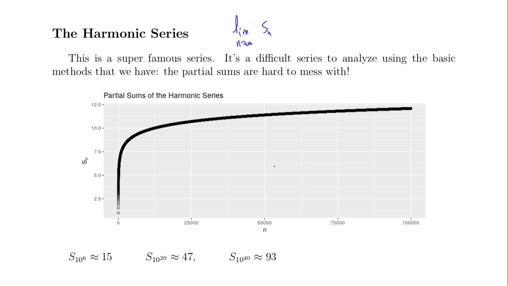S sub n. So what I did is I just pulled up a little computer program. I wrote a really quick code to just find a whole bunch of partial sums. This is the first 100,000 partial sums of this. So at the very end, what we have here is the first 100,000 terms all added up. But here, this value here is the first 75,000 terms added up. This value here is the first 50,000 terms added up, etc., etc., etc.